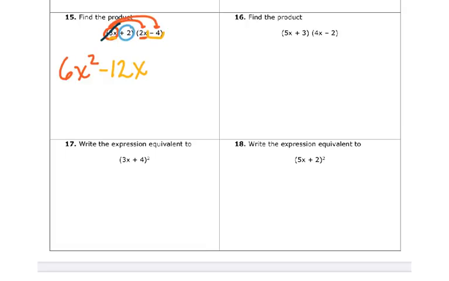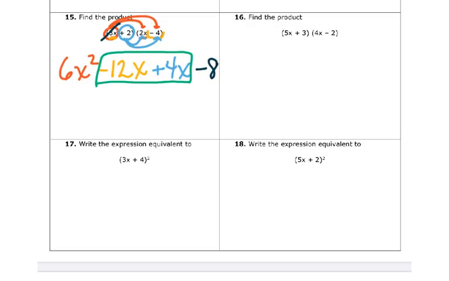Here's my next term. I send it to both of those. 2 times 2 is a positive 4 with an x. 2 times negative 4 is a minus 8. You'll see a pattern. We have an x squared in the front, we have x's in the middle, and we have a constant in the back.